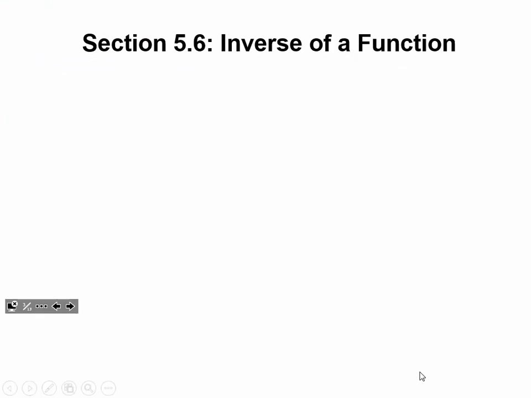Welcome to Algebra 2. This is section 5.6, the inverse of a function.